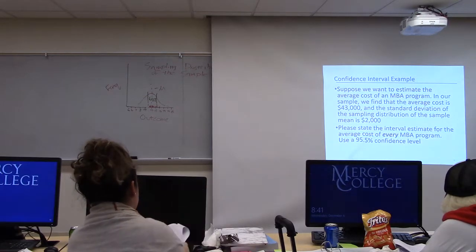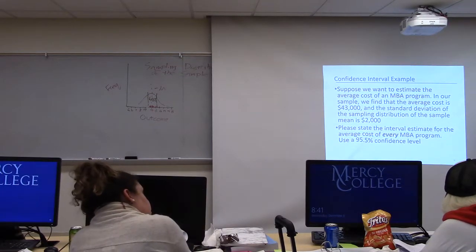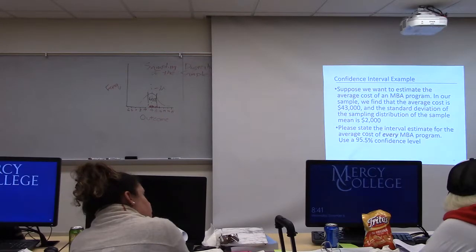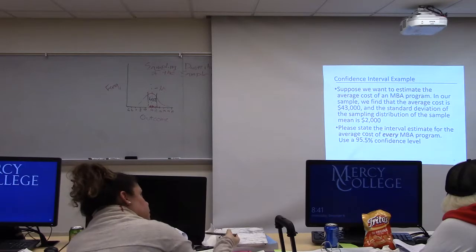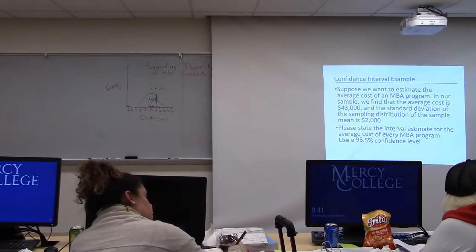Your confidence interval is going to be two numbers. It's going to be between this number and this number. And you're going to say you're 95.5% confident that the true population mean is in between those two numbers.